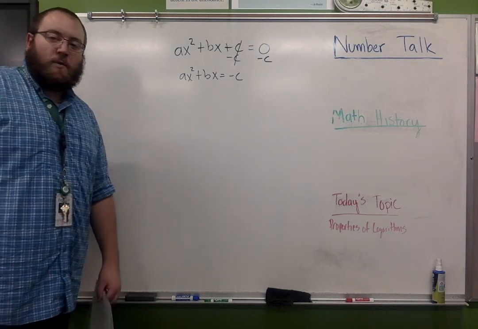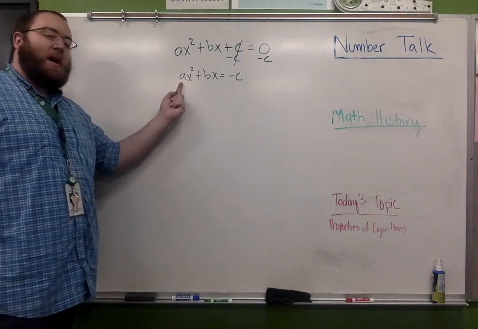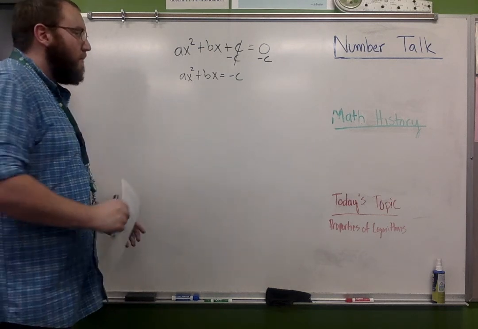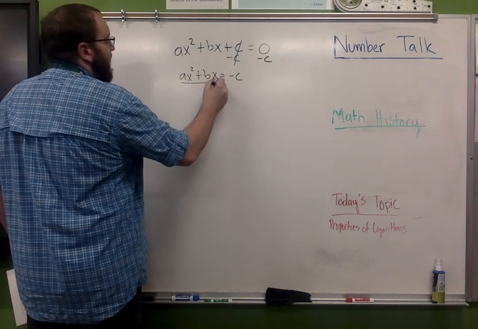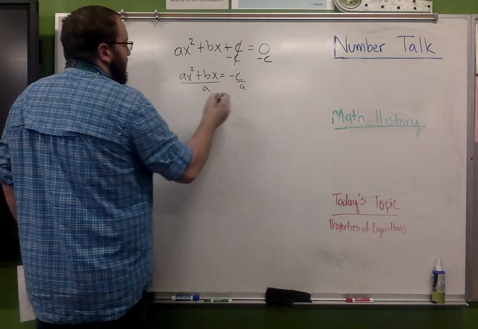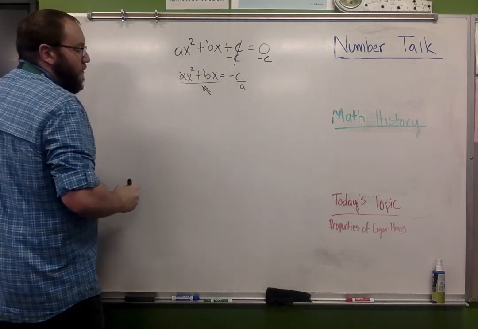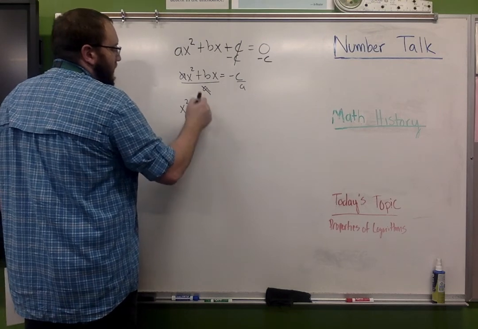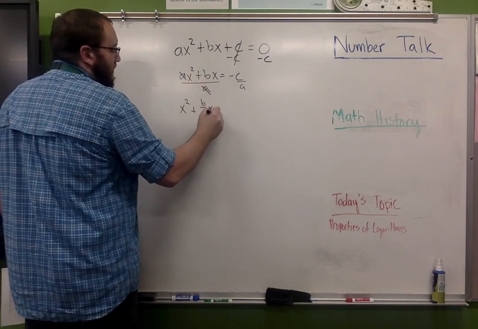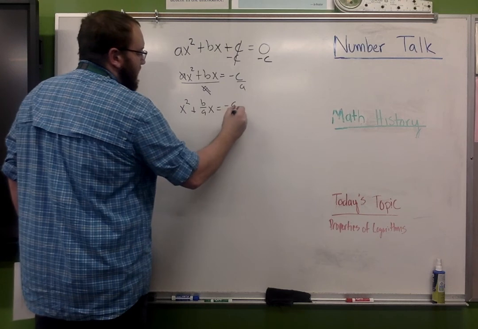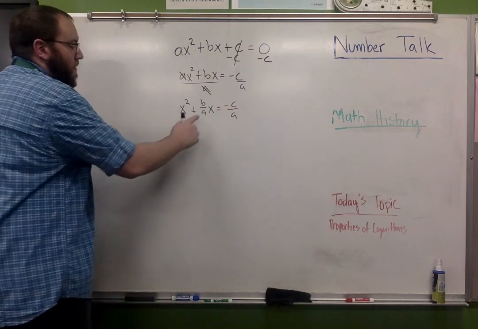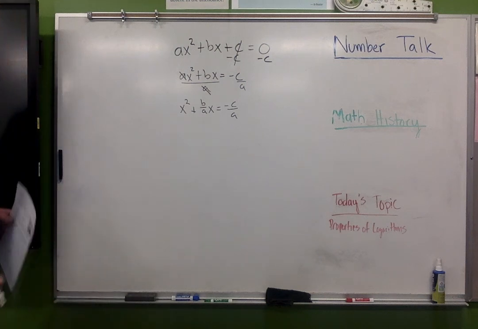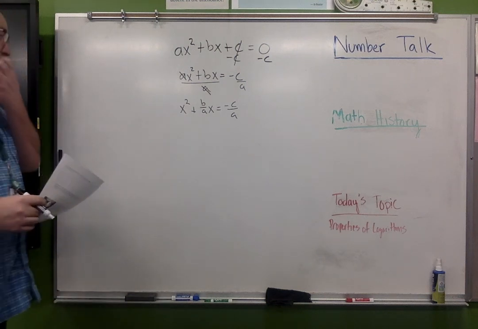Now in order to complete the square, the leading coefficient must be a 1. Has to be a 1. So we're going to divide everything by a, because then these reduce, right? These reduce to 1. So I have x squared plus b over a, right? B divided by a times x equals negative c divided by a. Okay. And now we set it up.